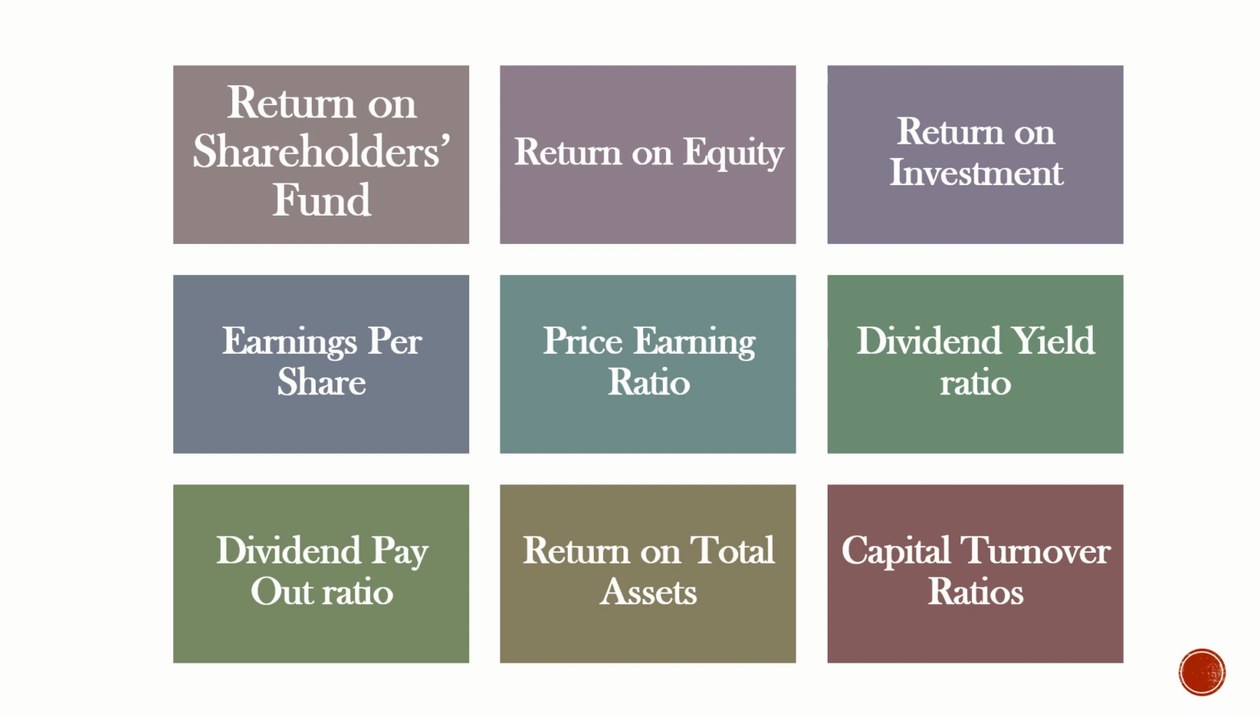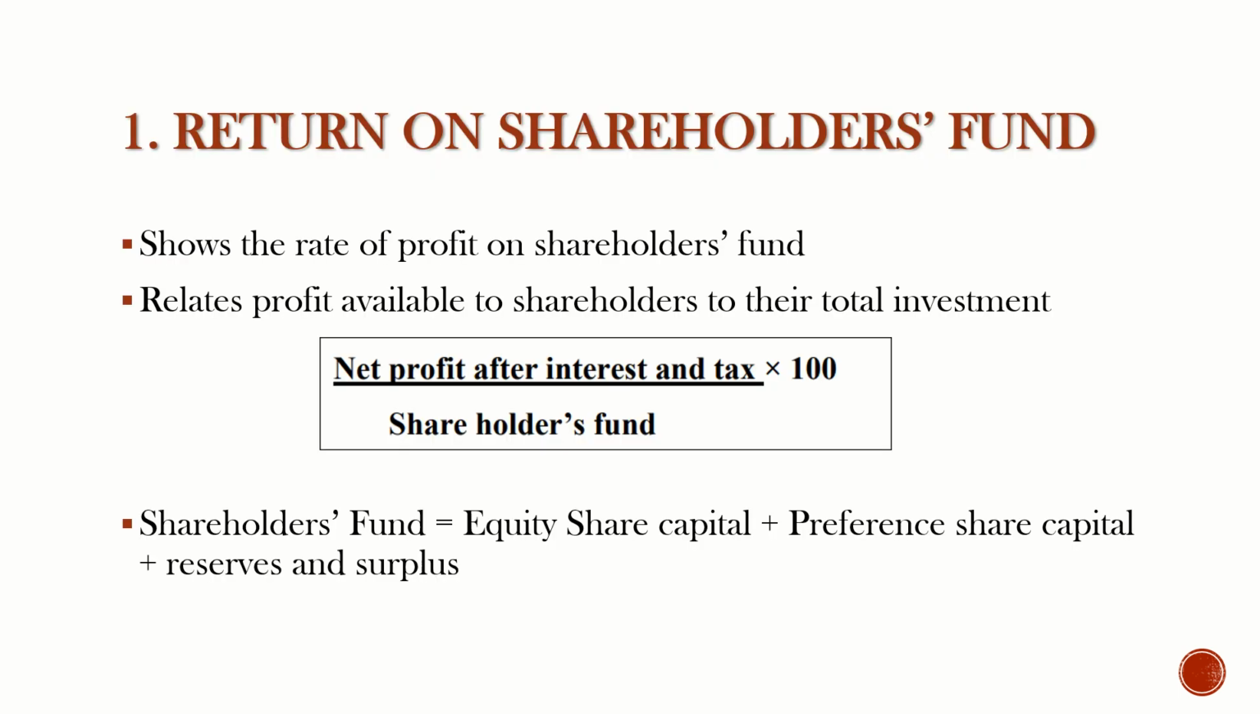So first we will move to the first ratio, that is return on shareholders fund. This particular ratio shows the rate of profit on shareholders fund. That means the profit which is available to the shareholders on the total investment. So what is the net profit available for them on the total investment is shown in the return on shareholders fund ratio. So the calculation is as follows: net profit after interest and tax divided by shareholders fund into 100.